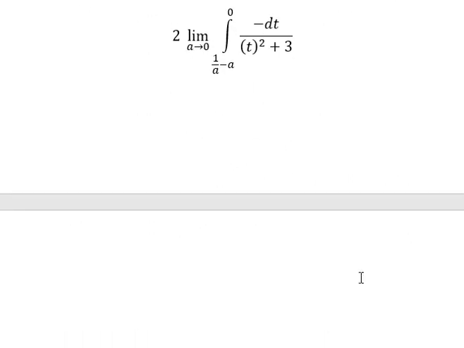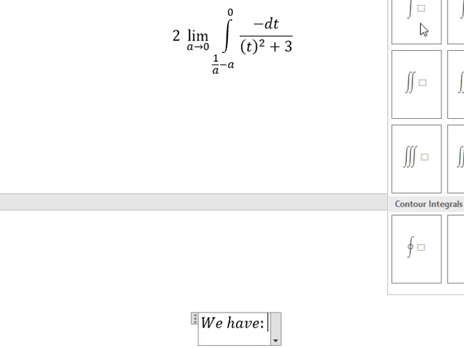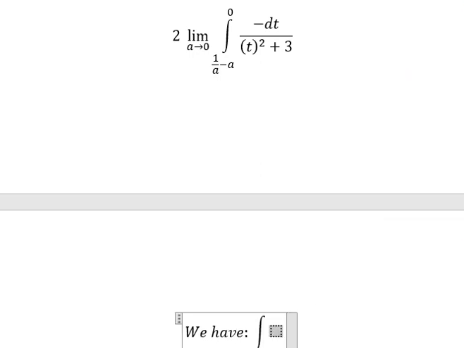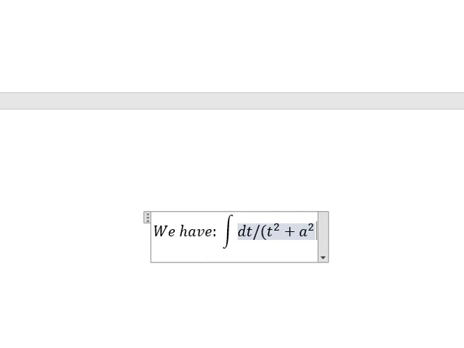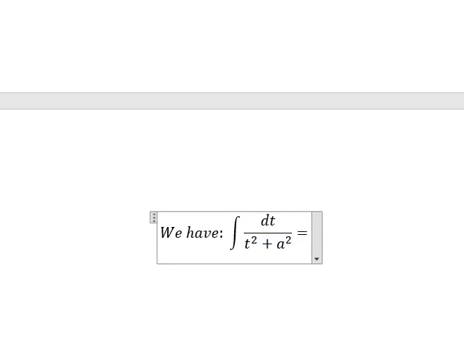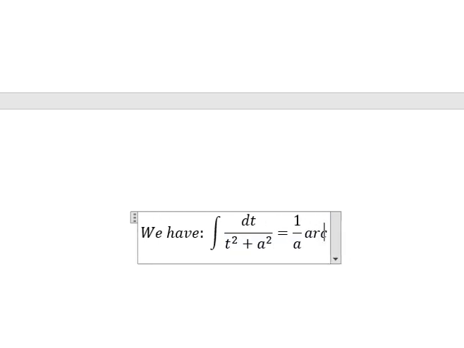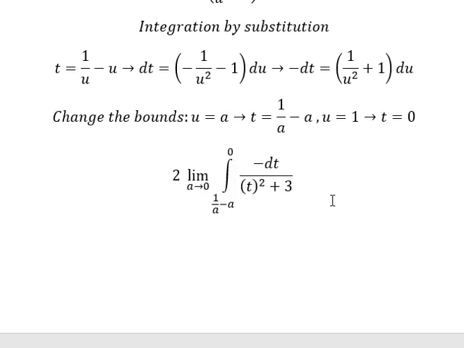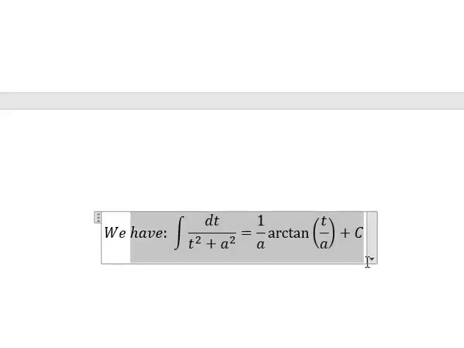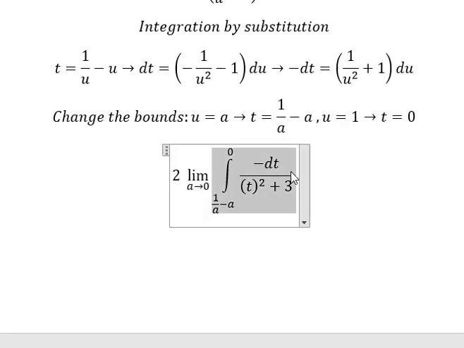Now we have the formula in here. So we can apply the formula gone here. So we got like this.